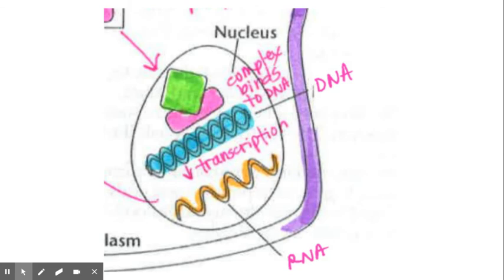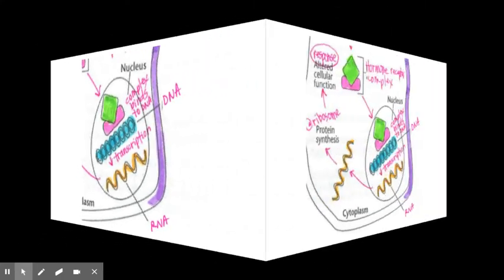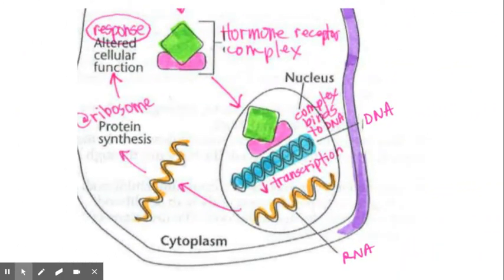DNA can't, RNA can. Then RNA is going to travel through the cytoplasm, and we're going to use those instructions to create proteins at the ribosome. And then that will lead to an altered cellular function, which again is a response.